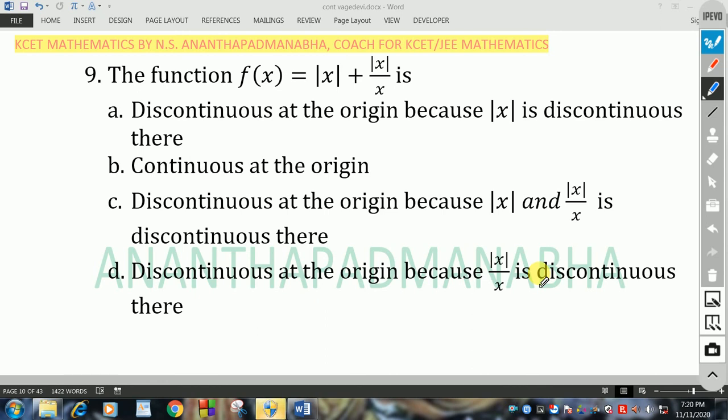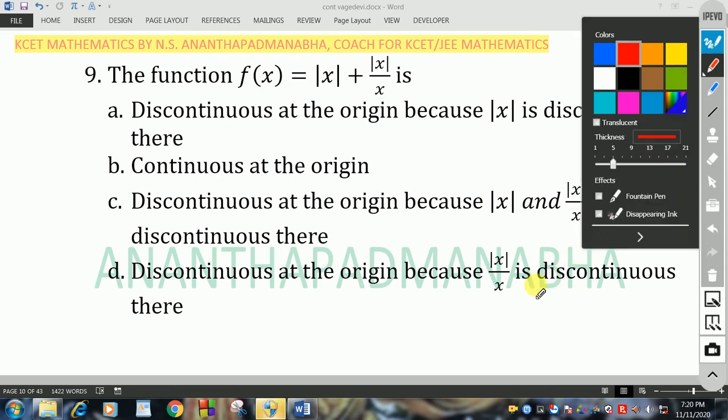So clearly D is the correct answer because modulus of x by x is not continuous at the origin, as modulus of x by x is not defined at x is equal to 0. So you can observe here I have modulus of x by x is discontinuous at the origin because it takes 0 by 0 form.